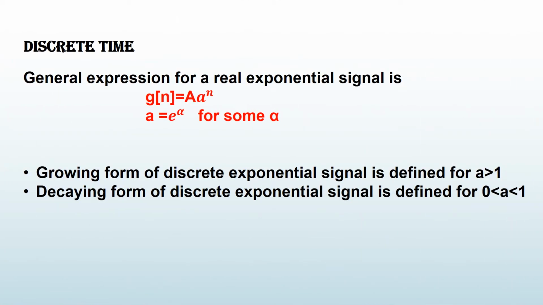Now we are considering the exponential signal in discrete time. So here the general expression for a real exponential signal is given as g of n is equal to a raised to n, where a is equal to e power alpha for some particular value of alpha. And here also we have the growing exponential and decaying exponential. The growing form of discrete exponential signal is defined for a greater than 1, and the decaying form is defined for 0 less than a less than 1.